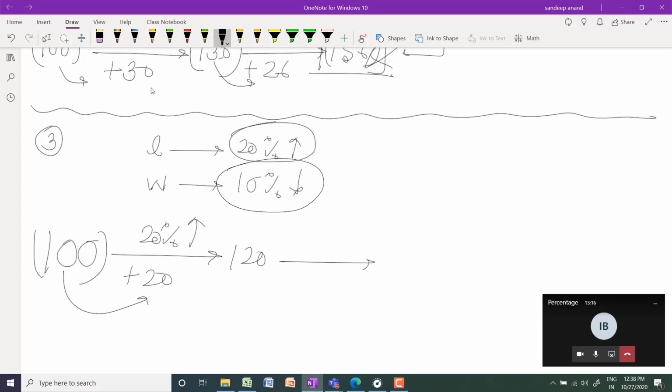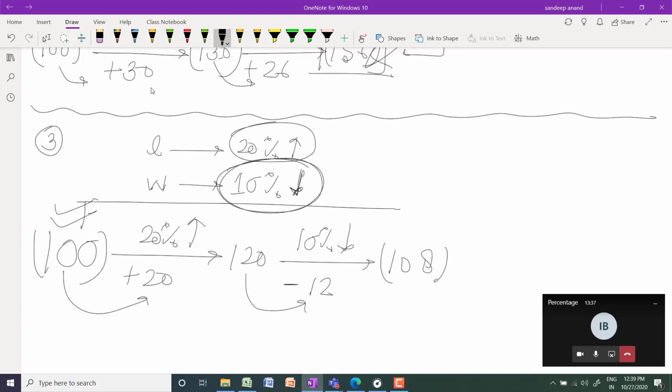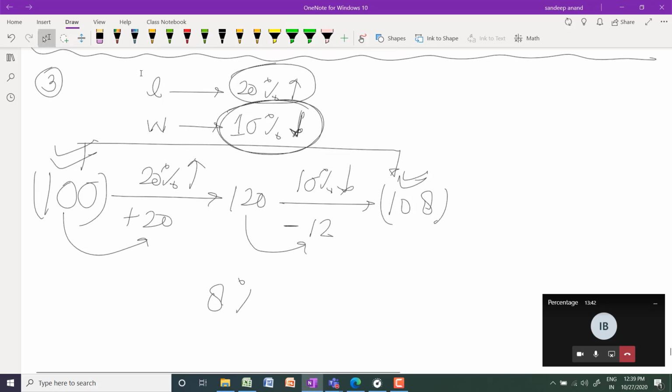Now 10% decrease. Look at the board. Look at the screen. 10% decrease. Downward arrow means you need to put a negative sign. Minus 12. 10% of this value is minus 12. Now you need to subtract both. So 120 minus 12 will give you 108. Now check the answer. Initially the area was 100. Now it becomes 108. So how much increase in area? 8%. So 8% increase in area.